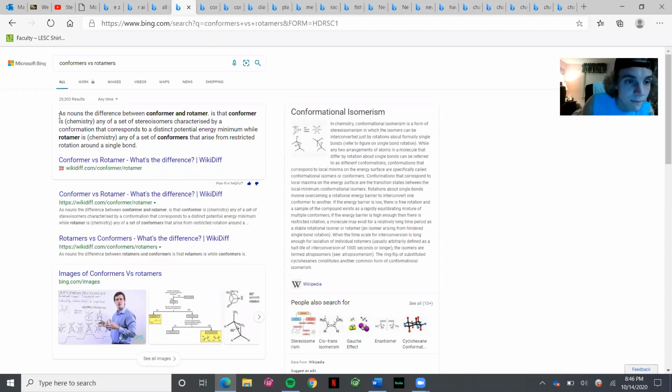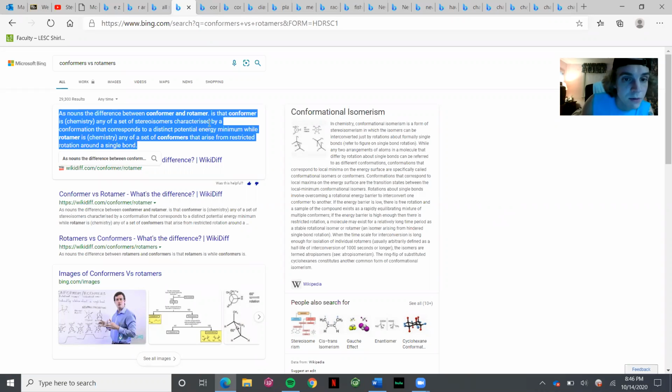So a conformer, in chemistry, is any set of stereoisomers characterized by a conformation that corresponds to a distinct potential energy minimum, while a rotamer, in chemistry, is any set of conformers that arise from restricted rotation around a single bond. So a singular bond rotation is a rotamer. A conformer is the same structural constitution, the same chemical formula, but multiple bond rotations. So it can be diastereomers, which there can be many of. Enantiomers have mirror images, but diastereomers, there can be many of.